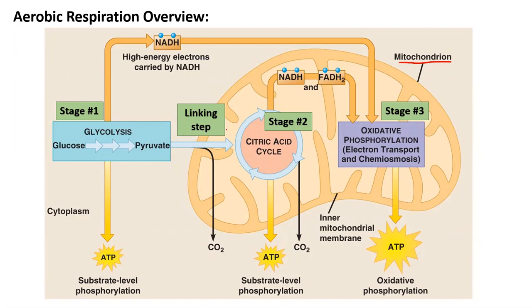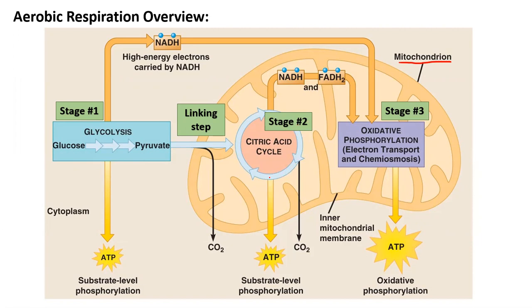Then we have a linking step where we're going to carry our intermediate substance. So we started with glucose and we made pyruvate with glycolysis, and then we're going to transport that pyruvate into the mitochondrion, where it's going to undergo the second stage. So stage two is also a metabolic pathway. It's a cycle, so we call it the citric acid cycle.